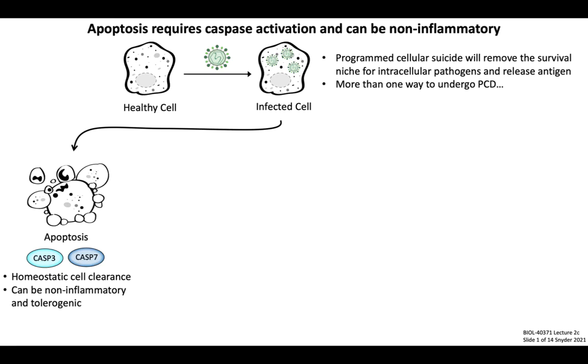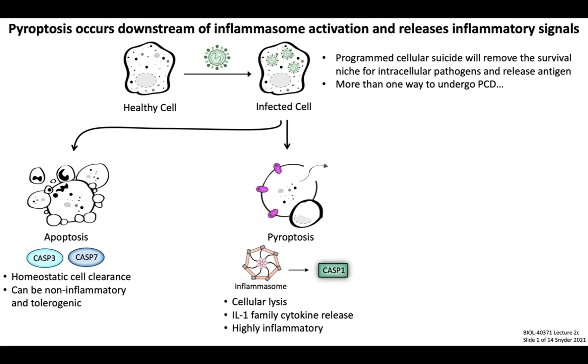Notably, although apoptosis can be triggered by stimuli associated with infection, it is also used under homeostatic conditions, such as during development, when old or unneeded cells need to be eliminated without stimulating an immune response. So apoptosis can therefore function as a non-inflammatory form of PCD that is actually tolerogenic, meaning that it doesn't stimulate innate or adaptive immunity.